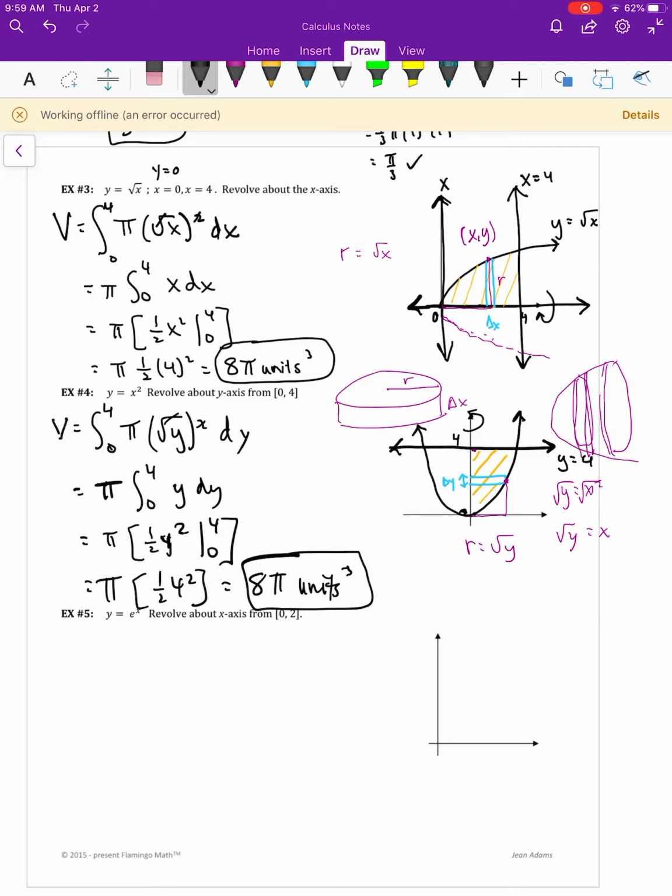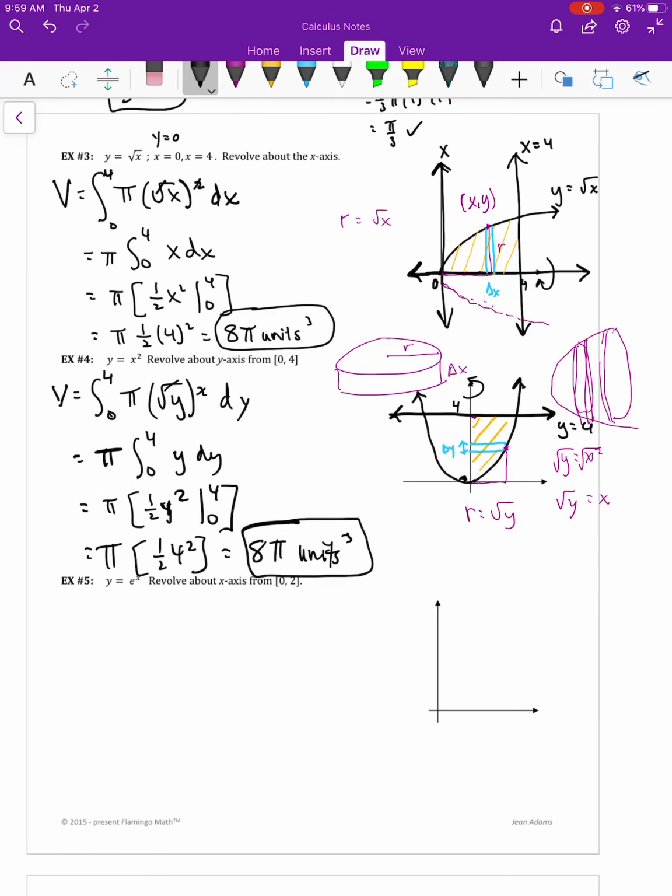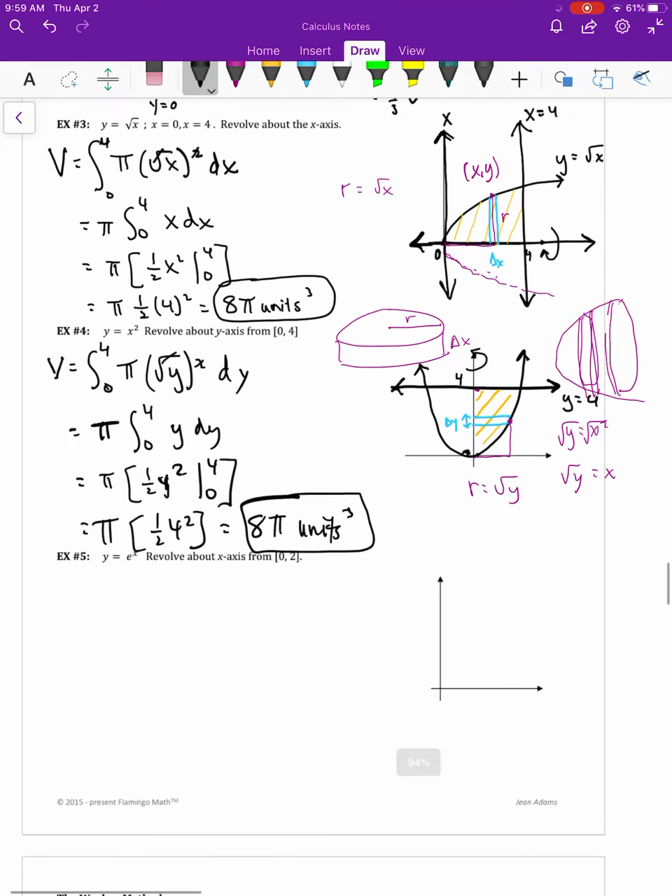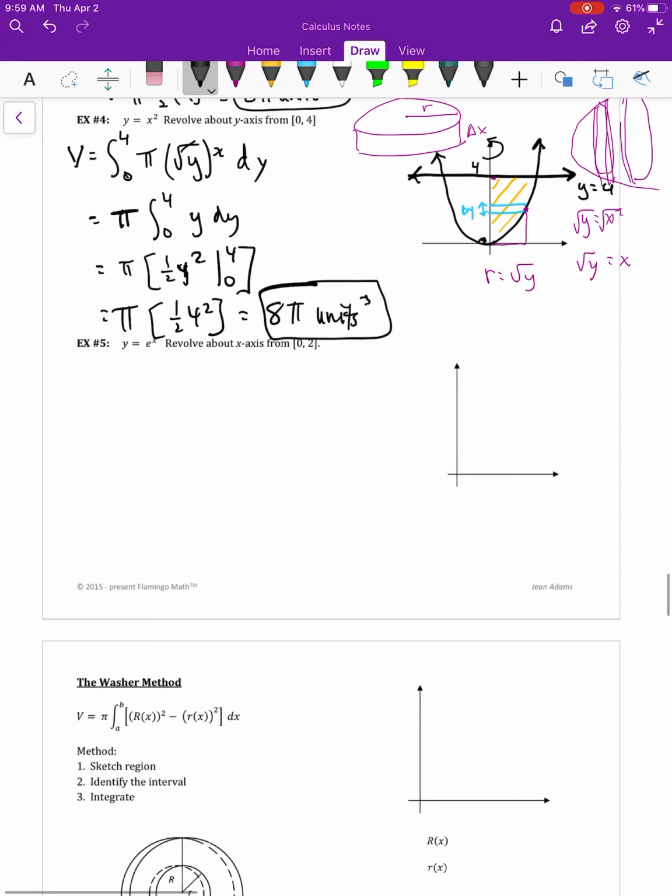Now on this particular one, this bullet type thing from x equals 0 to x equals 4 is going to be the same as the bullet type thing from y equals 0 to y equals 4. So you end up with that same volume.